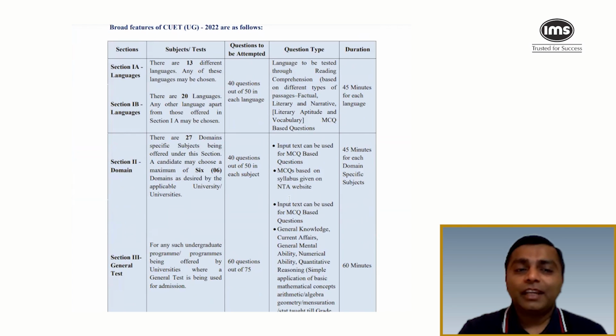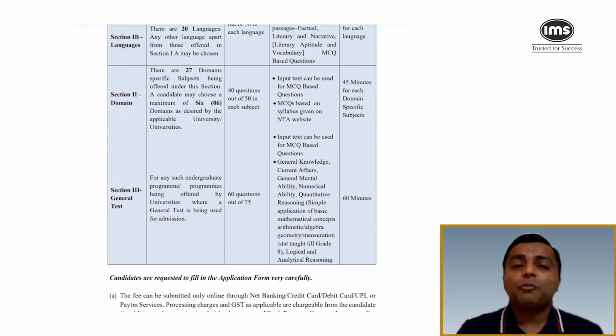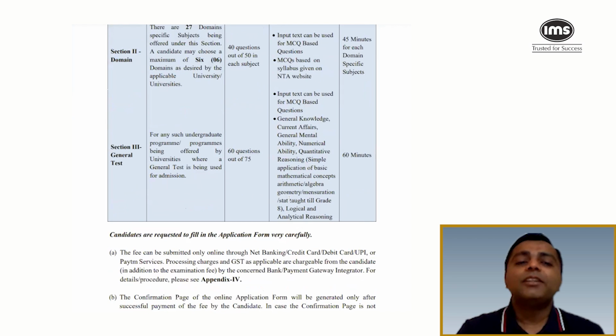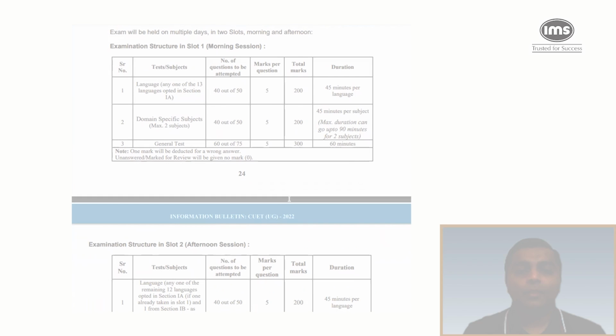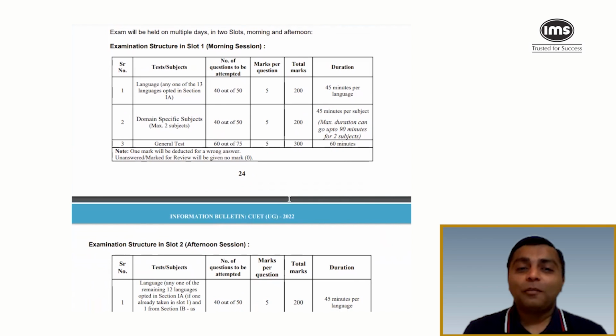Now, the pattern of the exam. It's just to take you quickly through this. It is going to be section 1, 2 and 3. Section 1 is languages. Section 2 is the domain specific tests with an option of 27 subjects. And section 3 is going to be the general test. Then I take you directly to page number 26. Again, the top of the page says the exam will be held on multiple days in 2 slots, morning and afternoon.